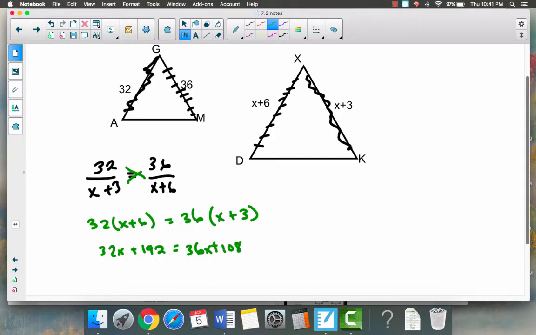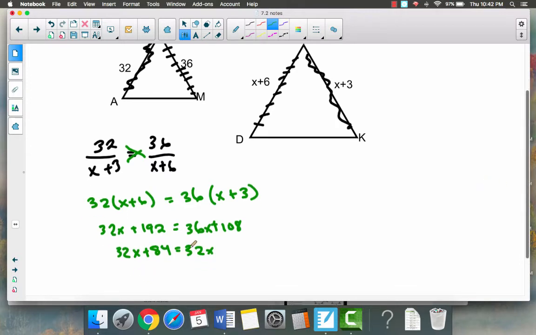And now this is a problem that you guys could solve. So we could say 192 minus 108. That's going to get us 84 on the left. And now if I subtract 32x, oops, that should be 36x. If I subtract 32x over to the other side, I get 84 equals 4x. And now I can take 84 divided by 4, and we get that x is equal to 21.